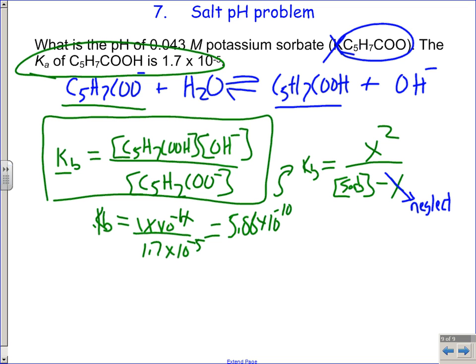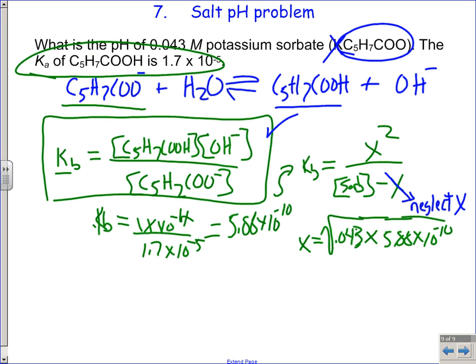And remember, when you do this on the AP test, yes, you should have that because that's going to be worth a point. And yes, you should write this neglect x thing so you show them you know what you're doing here. And what we're going to end up with is x, which is going to equal our OH minus concentration, is going to equal the square root of our sorbate concentration, which was given as 0.043, times our Kb value, which was 5.88 times 10 to the negative 10th.